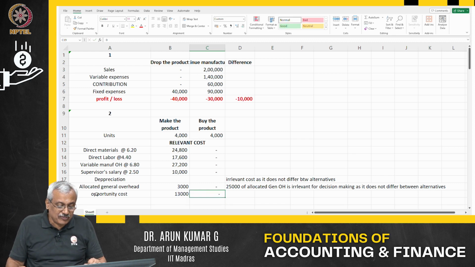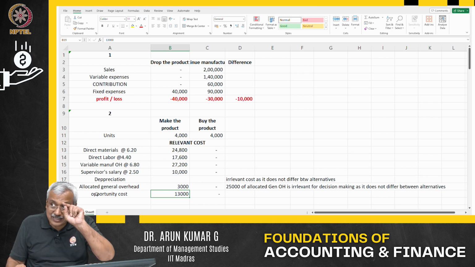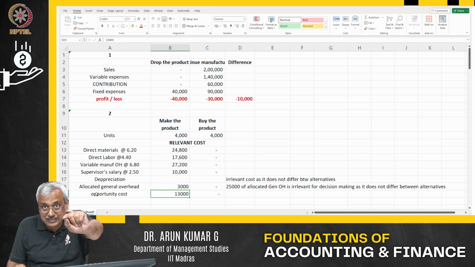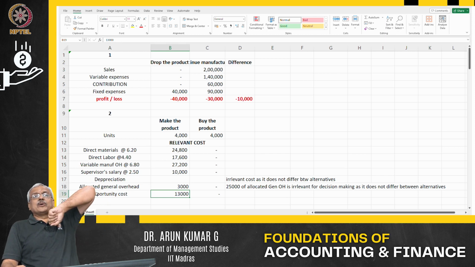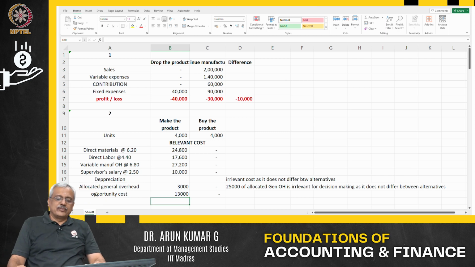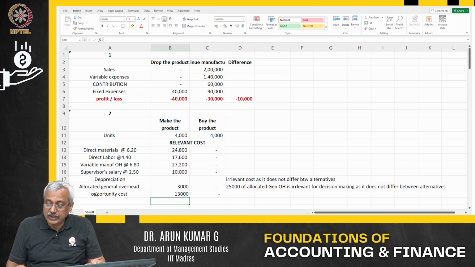So, defer opportunity cost. Please note, I am not looking at it as a revenue, I am looking at it as an opportunity cost. You can look at it as a revenue also. How will I look at it as a revenue? I will come to that later. Let us wait and watch.